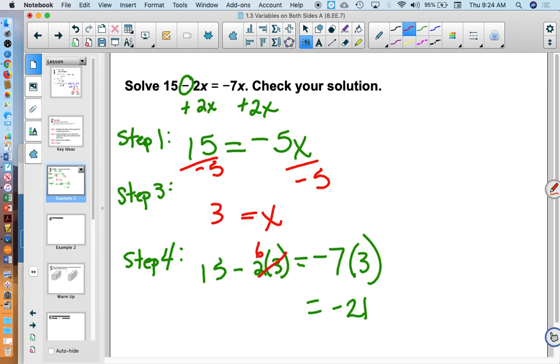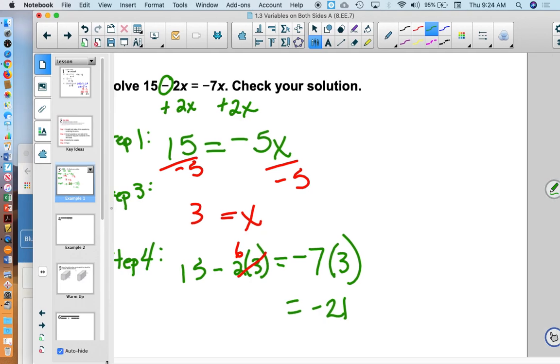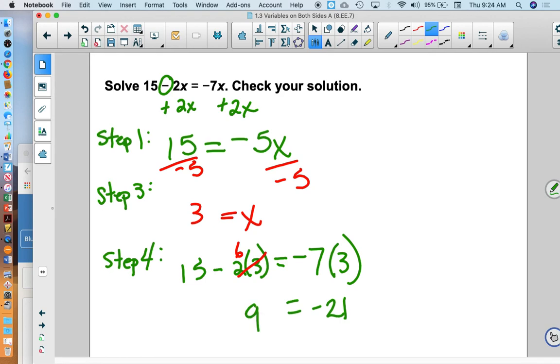15 minus, what is 2 times 3? 6. So 15 minus 6 equals, wait a minute. Look what happens, guys. We're checking it. 15 minus 6 is going to give me 9. So that didn't work, did it? Now you know, before you come to class, that did not work. So what was wrong with it? What should that 3 have been? Negative. It has to be a negative 3. So you gotta go back up here and fix that.